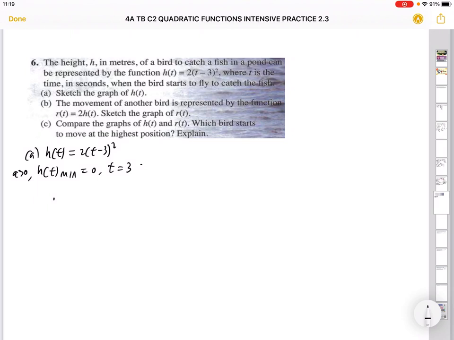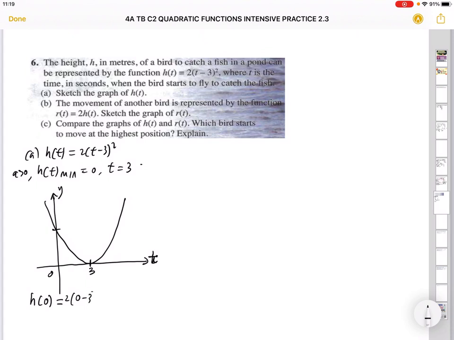Okay, this is my x-intercept and y-intercept. So originally your minimum is 3. Now we can also find your intersection with y-axis. So we know y-axis happens when x is 0. In this case, t equals 0. So I'm going to put t equals 0 inside. I get 2(0 minus 3) squared. This is now 18, right? So my graph looks like that. Okay, so I've done my graph of y equals h(t).